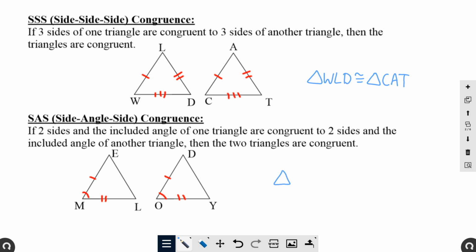So let's write our congruent statement. So we would say triangle MEL is congruent to triangle ODY.